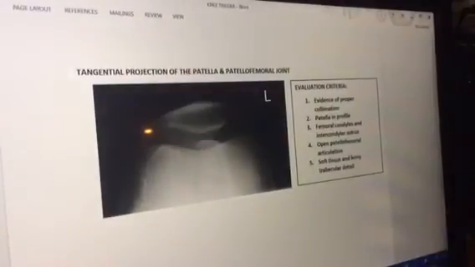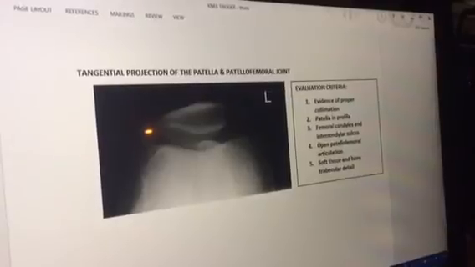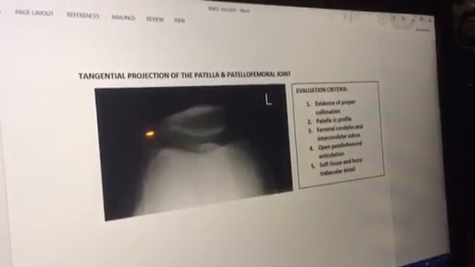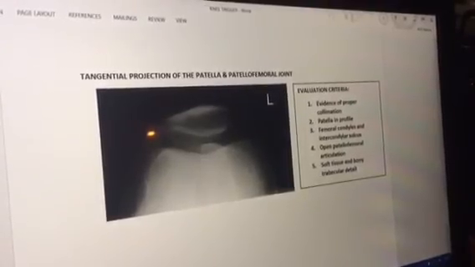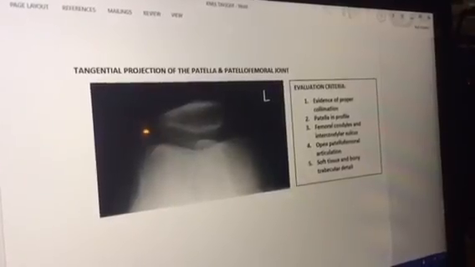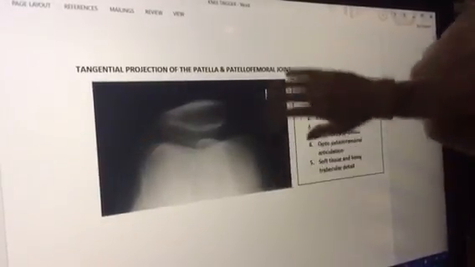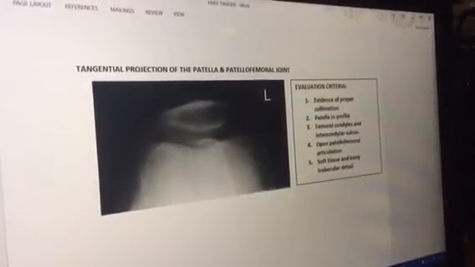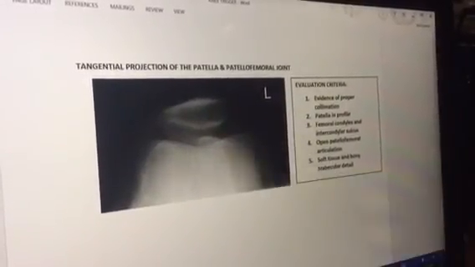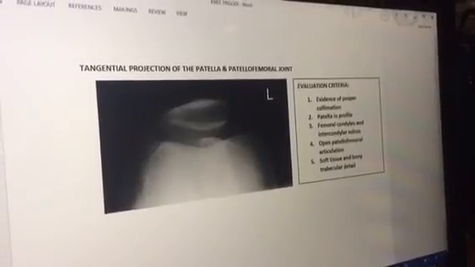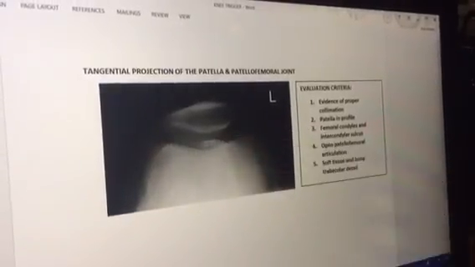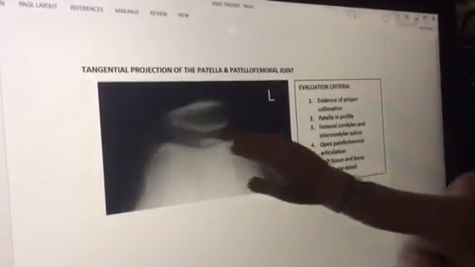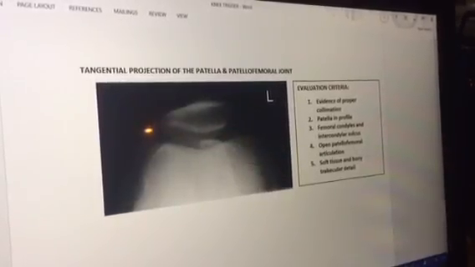So here we have the tangential projection of the patella and the patellofemoral joint. This is also known as the sunrise projection. There's evidence of proper collimation, as you can tell that the patella and the knee only occupy this small area. The patella is in profile. The femoral condyles and the intercondylar sulcus are seen. The open patellofemoral articulation is also clearly seen, and there's good soft tissue and bony trabecular detail.